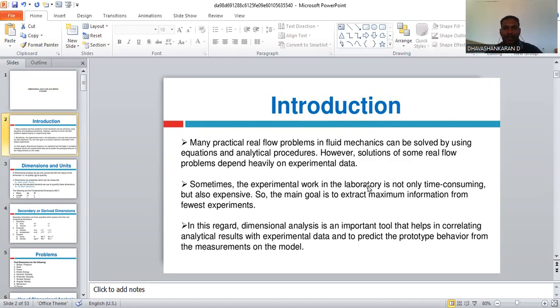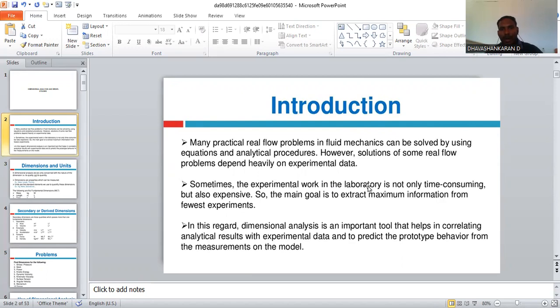In this regard, dimensional analysis is important to help correlate the analytical results with the experimental data and to predict the prototype behavior from measurements on the model. Actually, we make a model based on the size of the prototype.